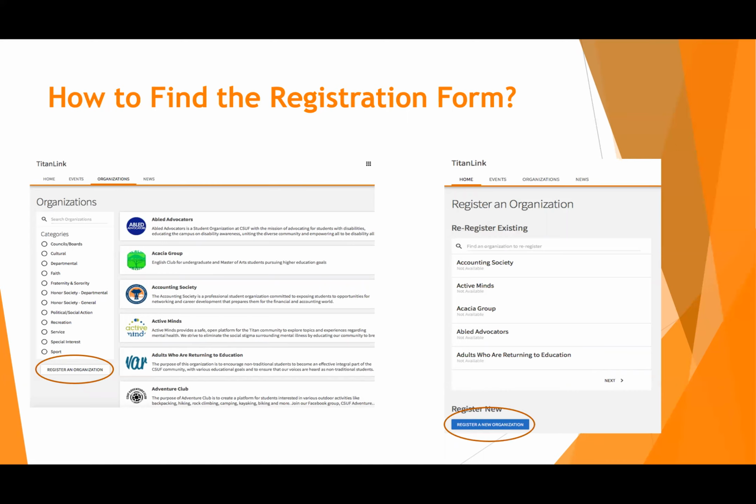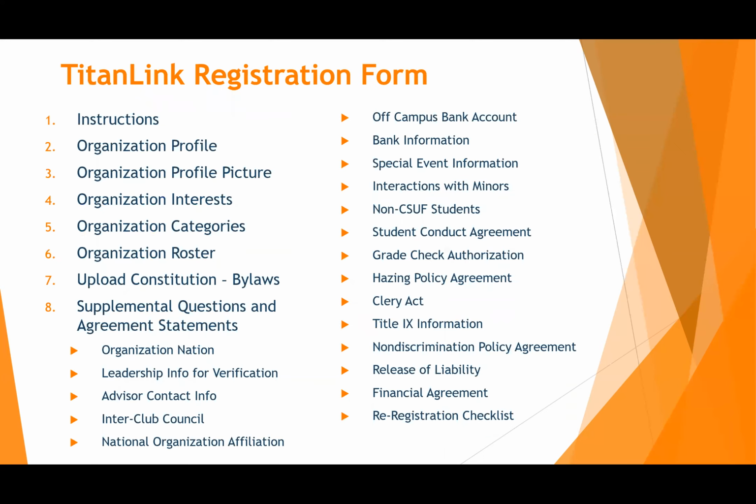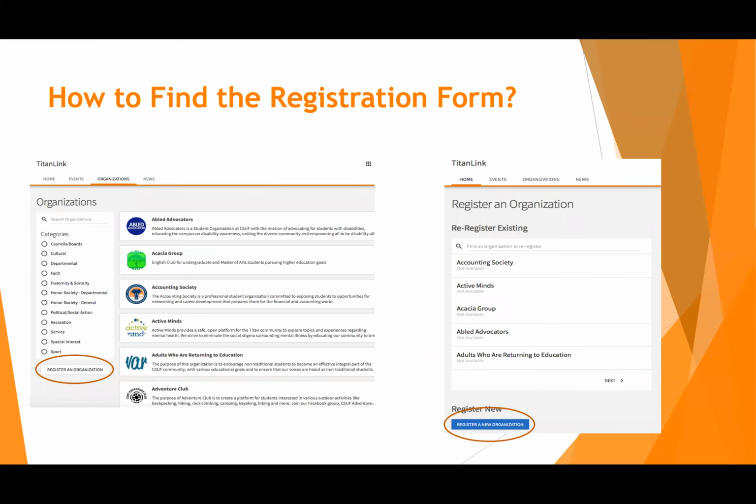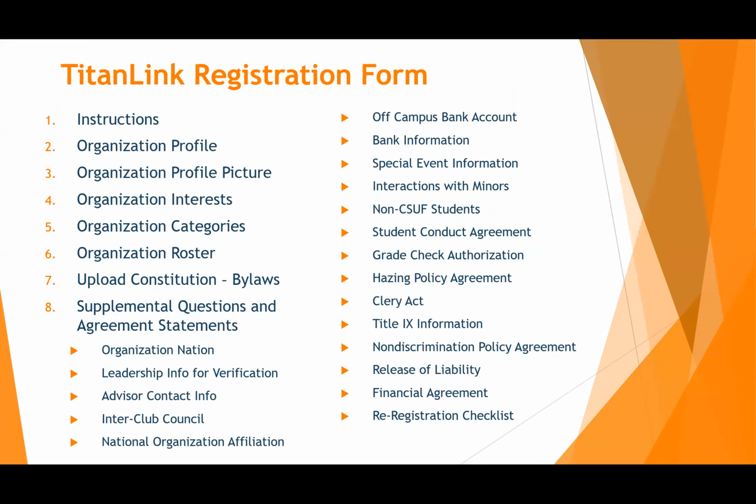So how to find the registration form. Once you get onto Titan Link, at the top, click on organizations. Once you're on that organization page, click the button all the way down where it says register an organization, and it should take you to the page on the right side. It's going to look a little bit something like this. Again, it's going to say Titan Link at the top, and then register an organization. If you scroll all the way down to register a new organization, click that blue button, and it's going to send you to the form. So moving on to the next slide.